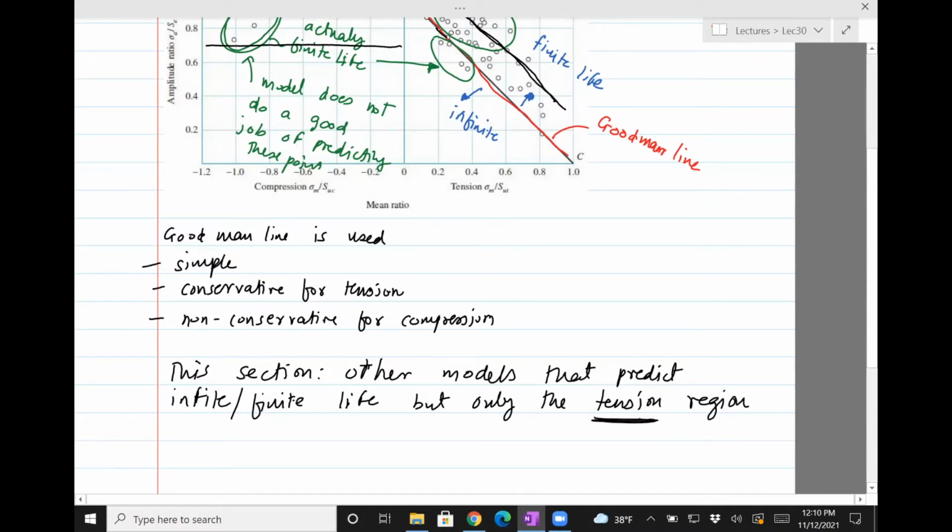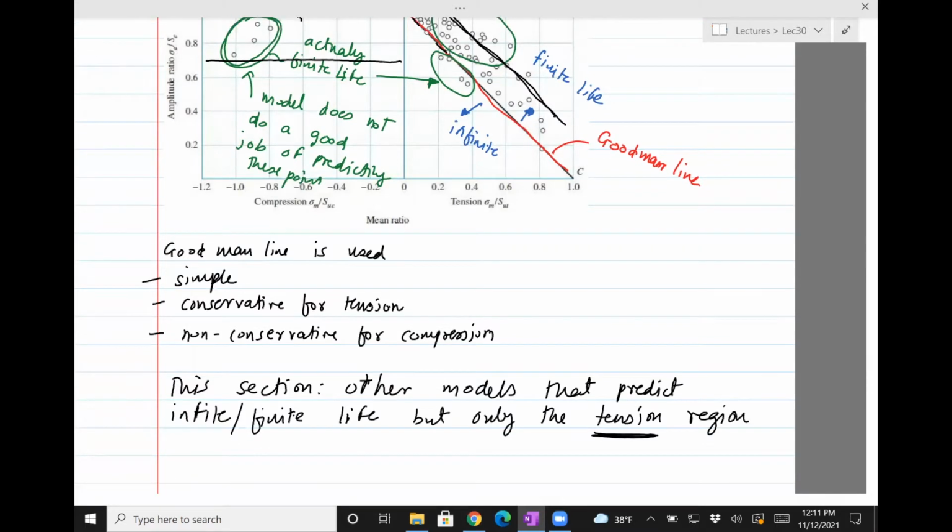The reason we are not going to the compression region is most of the things in machine design and mechanical engineering tend to fall in the tension region and not so much in compression. It's more of a civil engineering thing. So I believe the book has more details on compression, but we only look at the other explanations of these points only in the tension region.